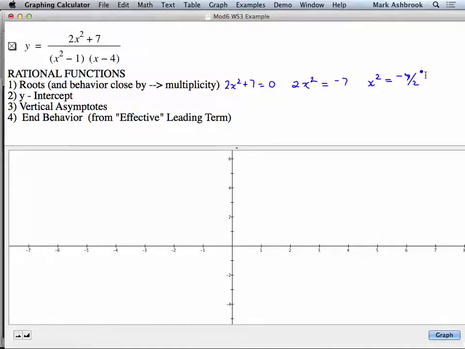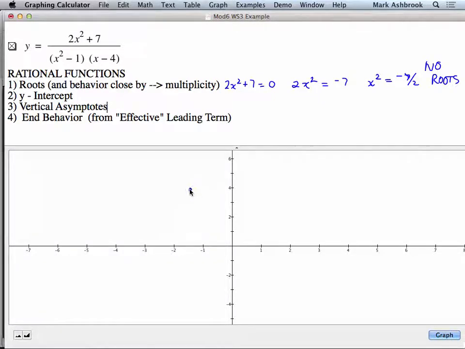Yeah, so we could take the square root. Right, so conclusion? No roots. No real roots, right? So you can get imaginary roots, but we're graphing on the real plane here. So no roots. Should have gotten that. Which means what for the graph? It's never going to touch or cross the x-axis. So we're going to have no x-intercepts, okay?